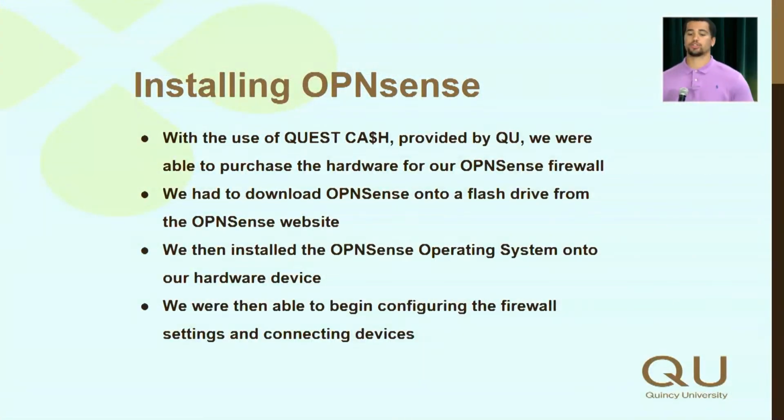So this is our project description. With the help of QuestCache, as we said earlier, provided by QU, we were able to purchase the hardware for our firewall. We were able to download OpenSense, which is a free software as we mentioned, and then we burned this onto a flash drive, which we then took and installed that software onto the firewall. Once we did that, we were able to start updating and configuring the firewall to our liking.